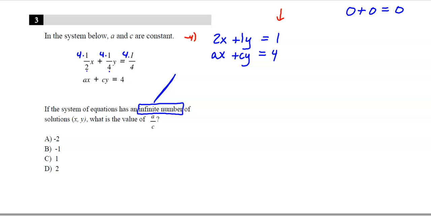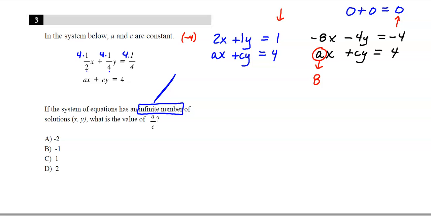So I'm going to multiply this top row by -4. And when I do that, I get -8x minus 4y equals -4. And then I get ax plus cy equals positive 4. I chose that number because I needed to get this 0. Well, now I should be able to see how to get the other zeros. It looks like A needs to come out to be a positive 8. That will give me an elimination. And C needs to be a positive 4. That would give me elimination. So if A is 8 and C is 4, it looks like our final answer to this question is 2.